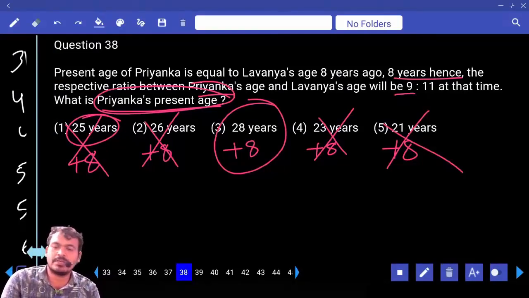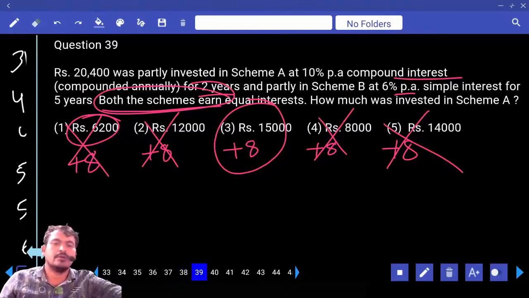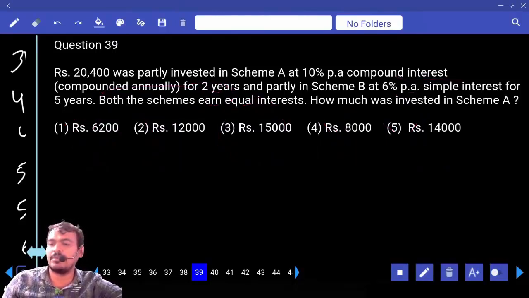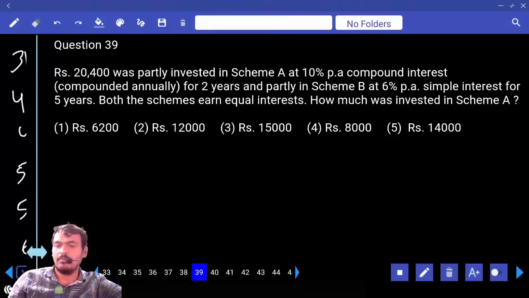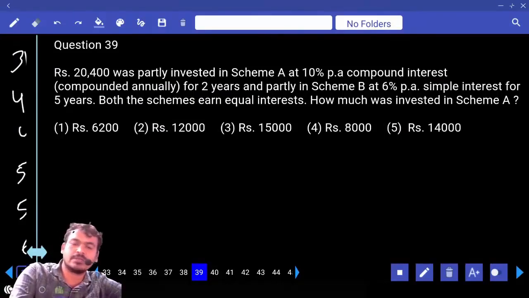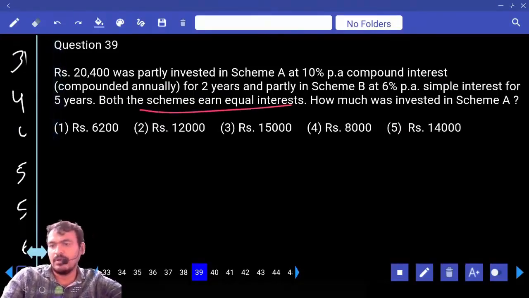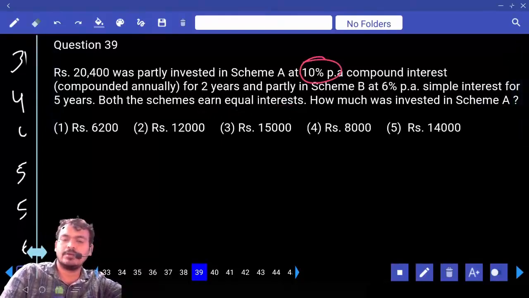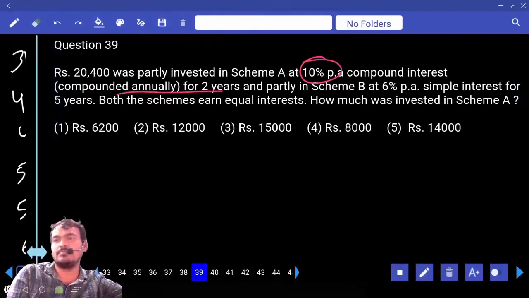Next, question number 39. 20,400 was partly invested in scheme A at 10% per annum compound interest, compounded annually for 2 years, and partly in scheme B at 6% per annum simple interest for 5 years. Both schemes earn equal interest. How much was invested in scheme A? Scheme A, rate 10%, for 2 years compound.